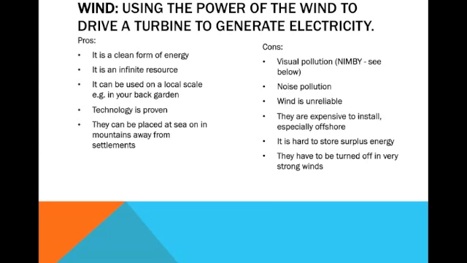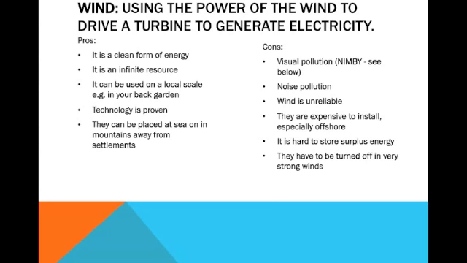Okay, wind power. This is when you use the power of the wind to drive a turbine to generate electricity. What are some advantages? Well, it's a clean form of energy. It is an infinite resource. It can be used on a local scale, for instance, in your back garden. And the technology is already there. And they can be placed at sea or in mountains away from settlements. What are some disadvantages? Well, visual pollution.